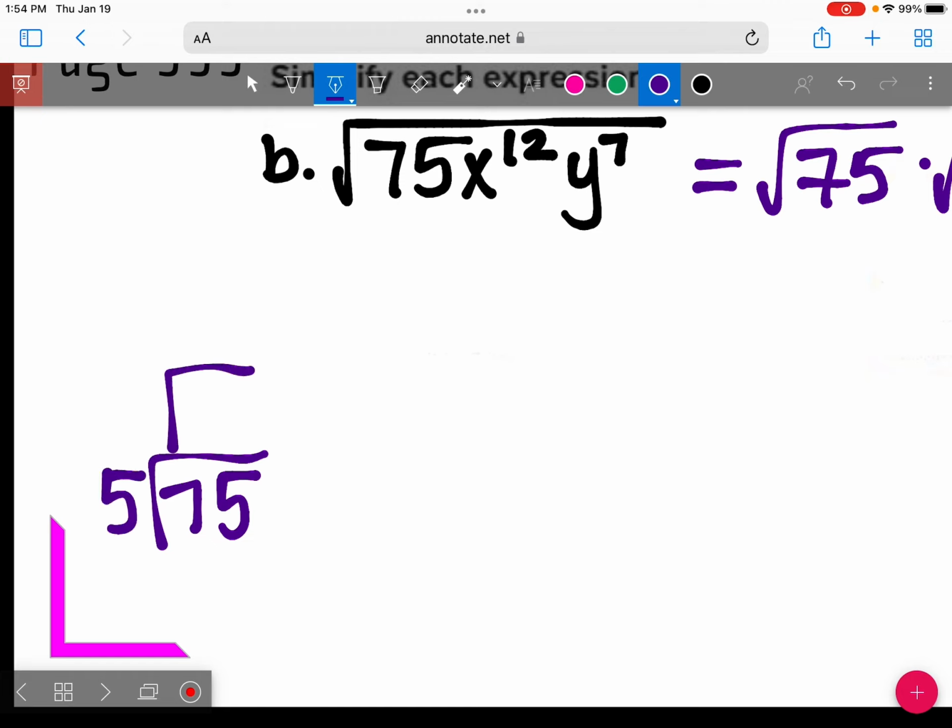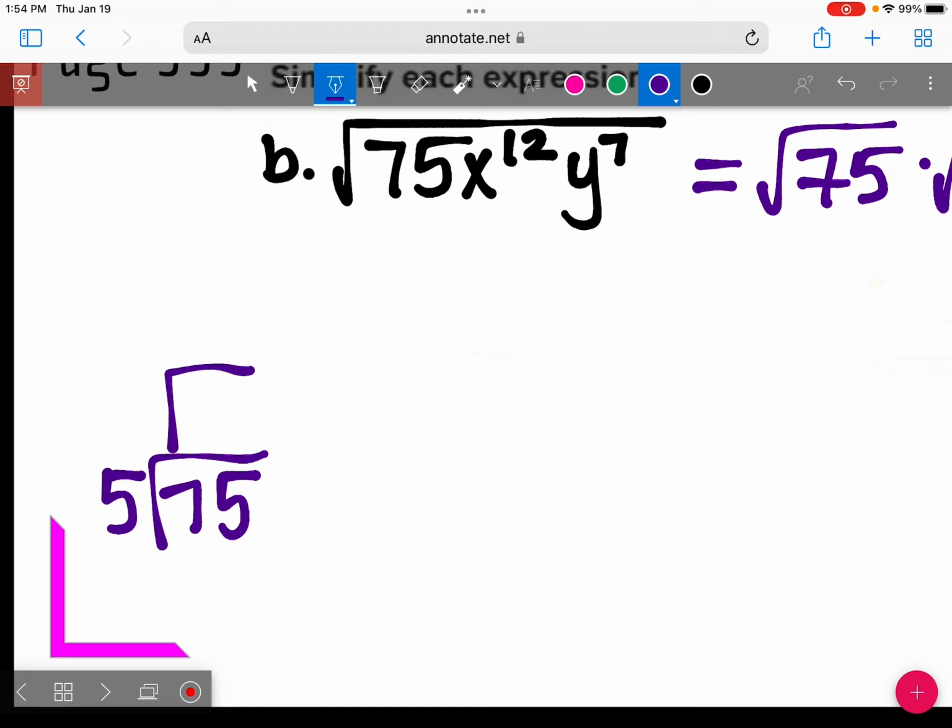What times what is going to give you x to the 12th? That's what you want to think of. X times what? 6 times 2, we could do that, but remember with exponents, if we did x to the 6th times x to the 2nd, what do we do with exponents when we're multiplying their integers? We add them. So this would give us x to the 8th. So that's a super close idea because 6 times 2 does give you 12. But in this instance, it doesn't work.